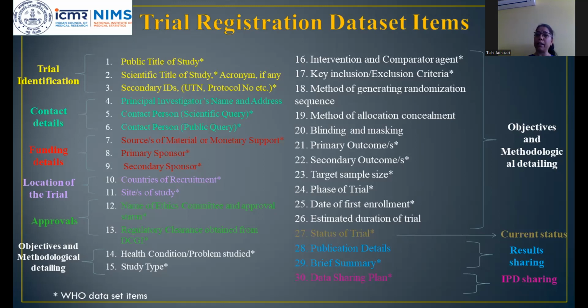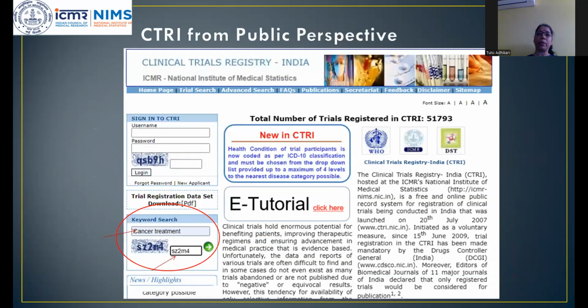Once your study is complete, for completed studies you should share the results also. If it is published, you should give the publication detail. And then, what is your data sharing plan, whether you will be sharing the data or not. Right now we don't have a data sharing portal, but we take the commitment from the trialist on whether you will be sharing the data, and if yes, how you are going to share it. All those IPD sharing plans you have to disclose beforehand. So this is our CTRI website.